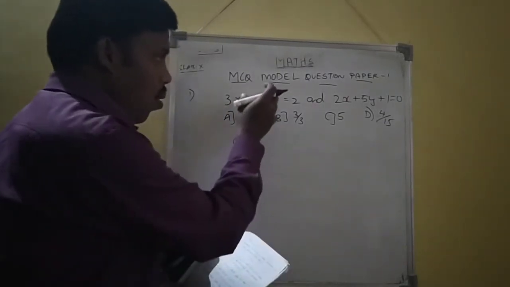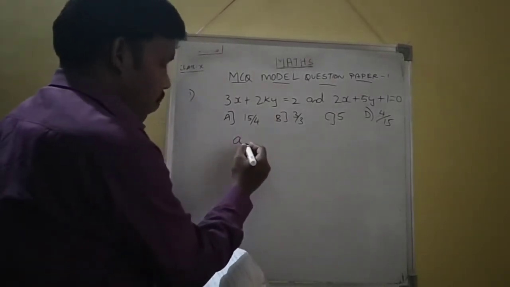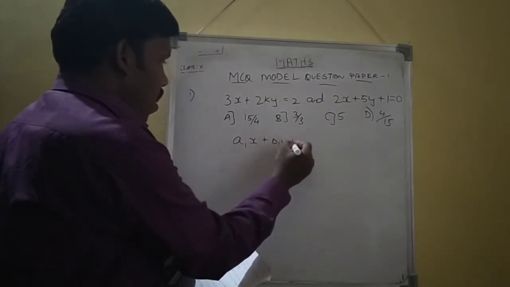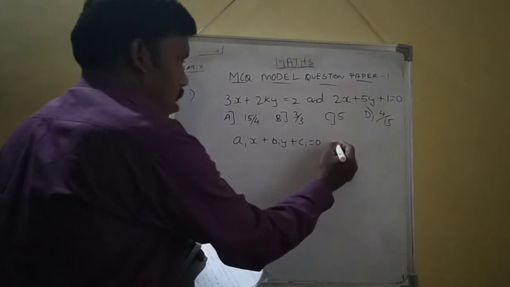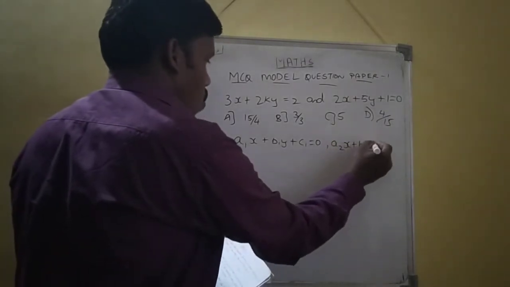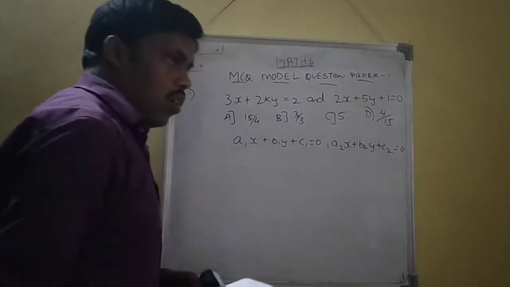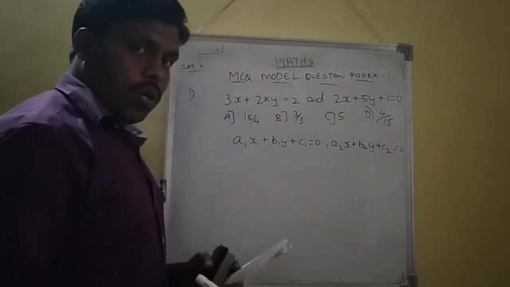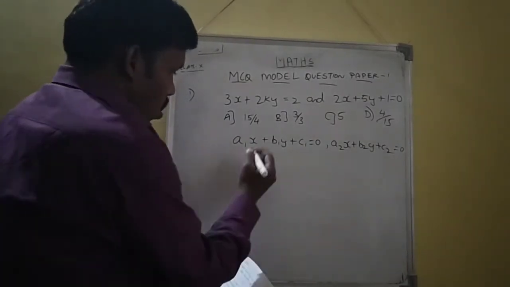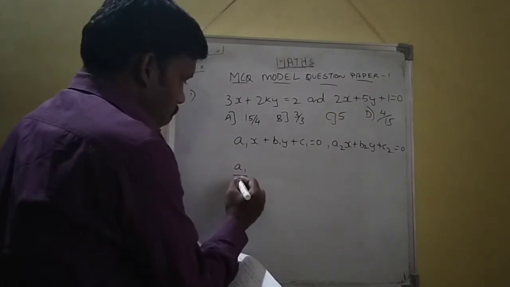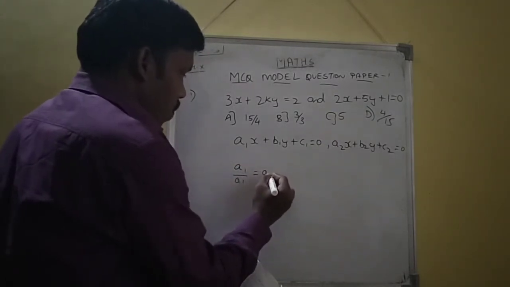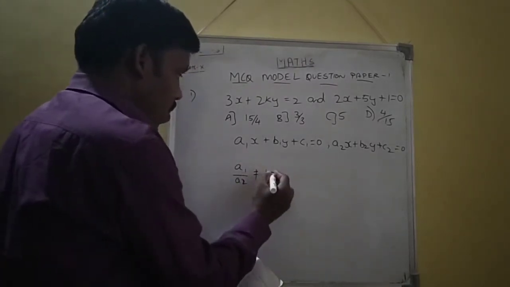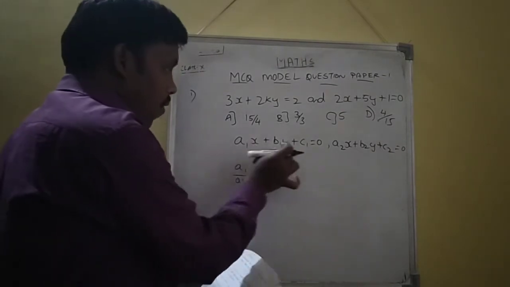So, first we have to know the general form, the standard form of a pair of linear equations in two variables, that is a1x plus b1y plus c1 is equal to 0 and a2x plus b2y plus c2 is equal to 0. Now you have to know that we can say what type of solution we will get depending upon the ratio. If the first ratio a1 by a2 is not equal to b1 by b2.